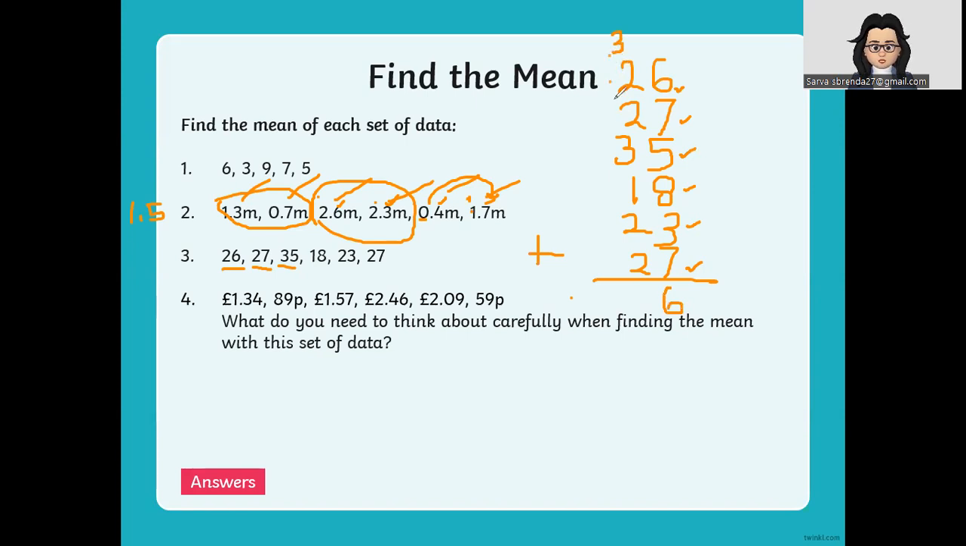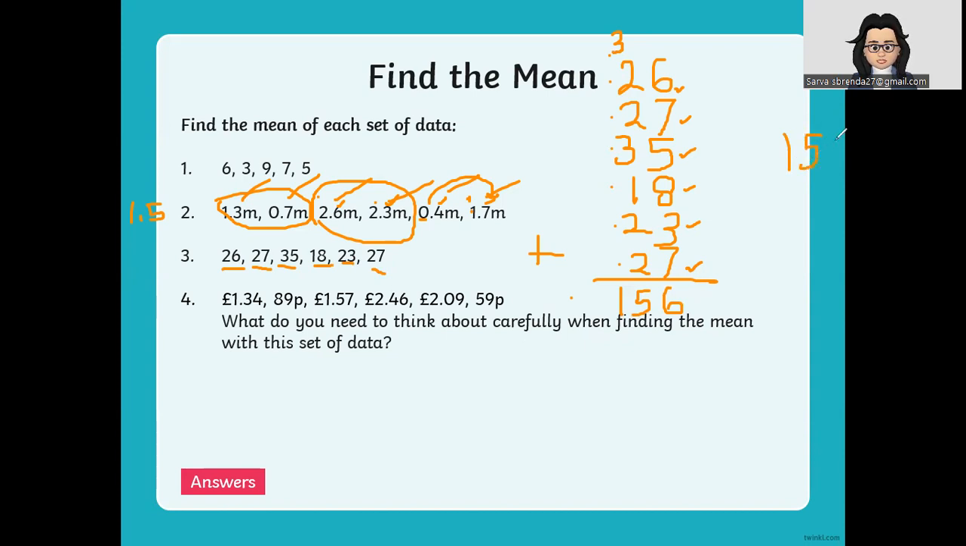Now 3 plus 2, 5. 5 plus 2, 7. 7 plus 3, 10. 10 plus 1, 11. 11 plus 2, 13. 13 plus 2, 15. So 156. But remember, you have to do the division.